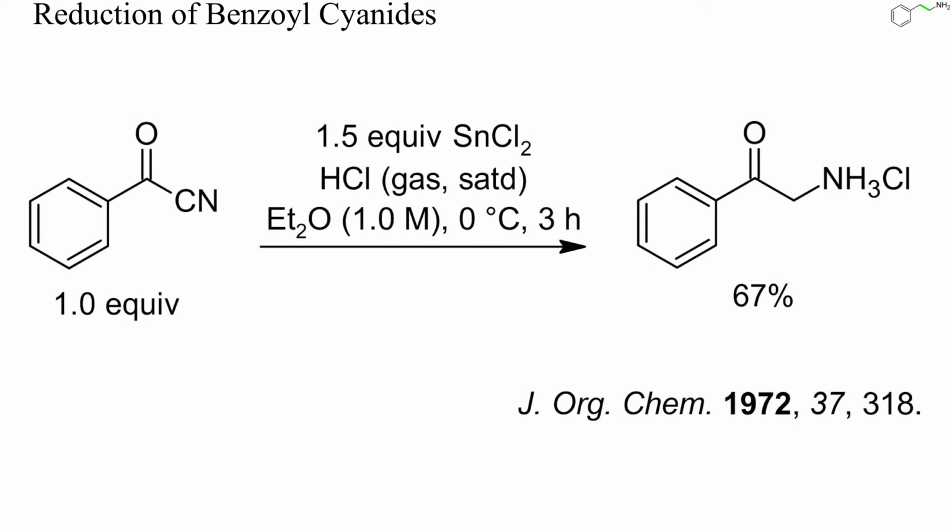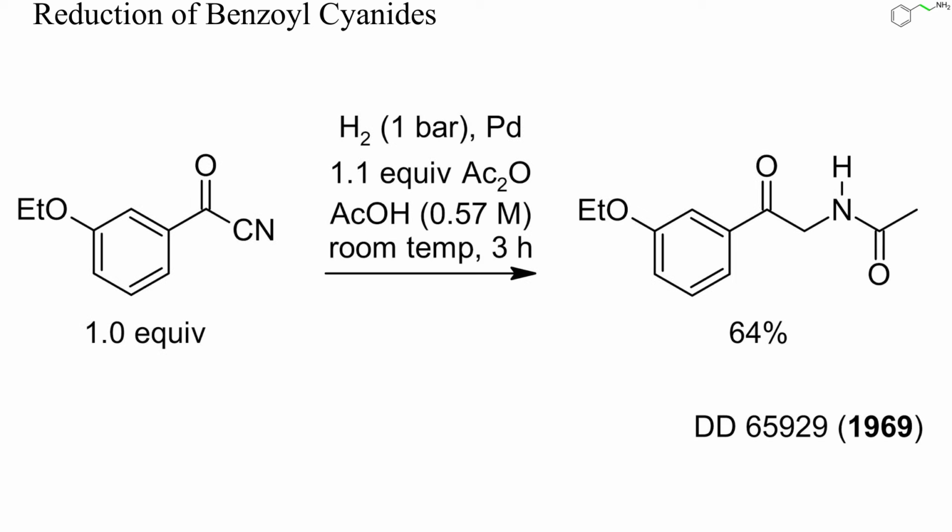Benzoyl cyanides are electrophilic acylating reagents that will react with water, alcohols, amines, and other nucleophiles. Thus, during their reduction, benzylation of the newly formed amine by unreacted benzoyl cyanide can occur. This can be prevented by the addition of acids or acylating reagents. In this example, benzoyl cyanide was reduced to aminoacetophenone with stannous chloride and hydrogen chloride under anhydrous conditions.